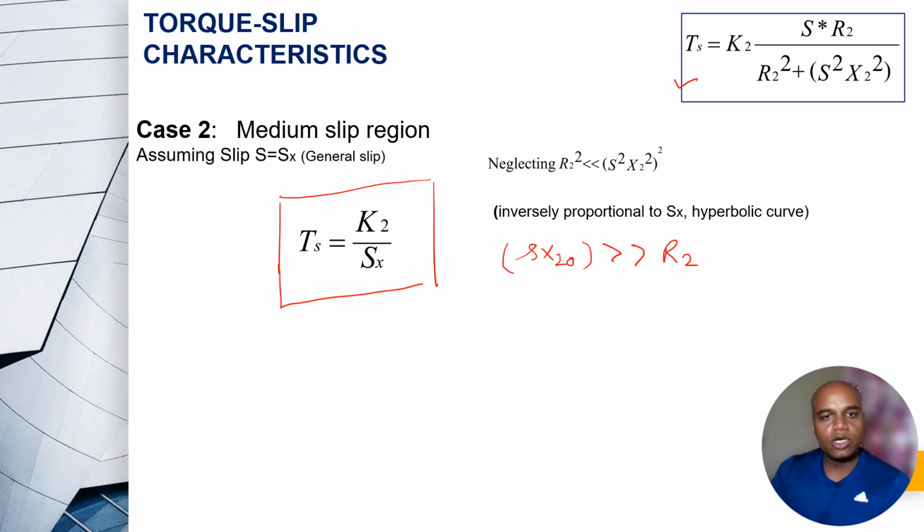So my torque becomes proportional to 1 by s, where s is the slip value at which my induction motor is running. In this region, the torque is inversely proportional to the slip value, and therefore it has a hyperbolic curve. In this region, the characteristic changes from one form to another. It goes from the linear graph to the hyperbolic graph, and this is where it passes the maximum torque produced by the induction motor, which is also known as the pull-out torque. And the pull-out torque is 2 to 3 times my full load rated torque of the induction motor.